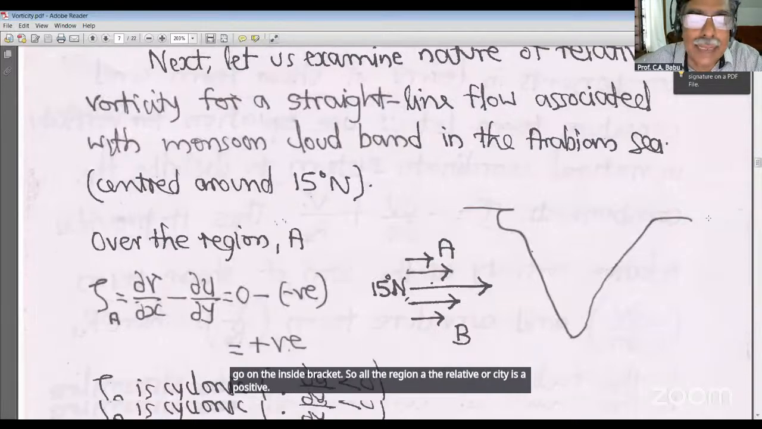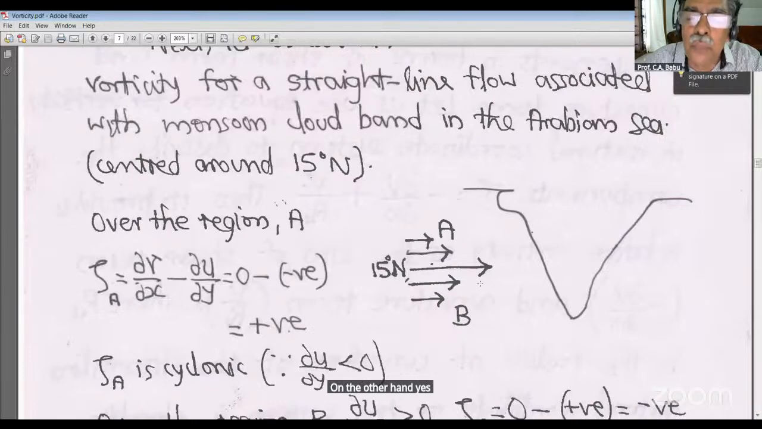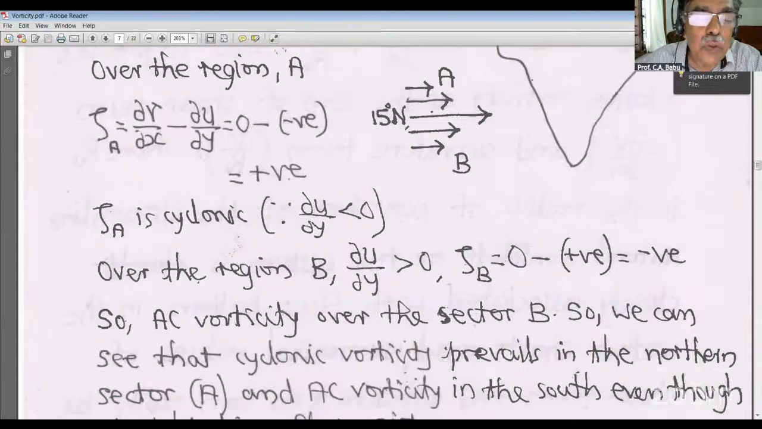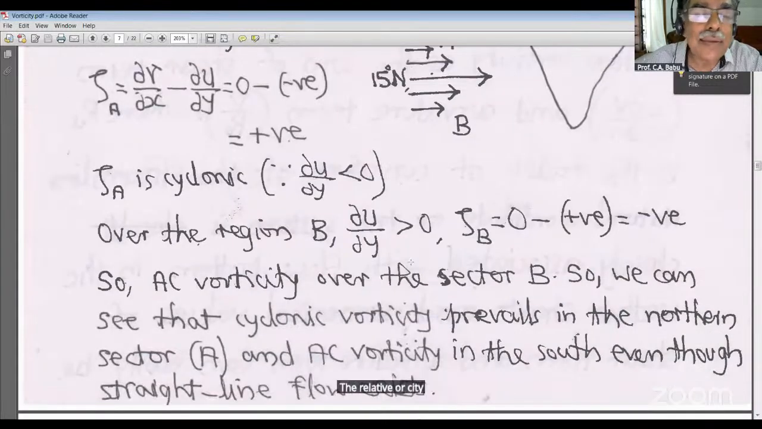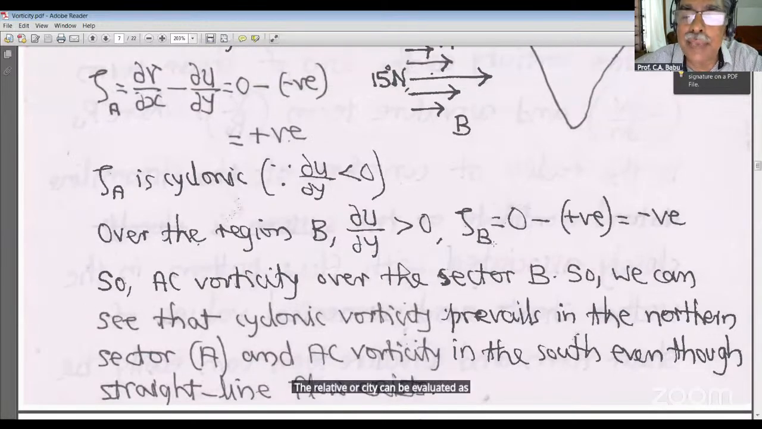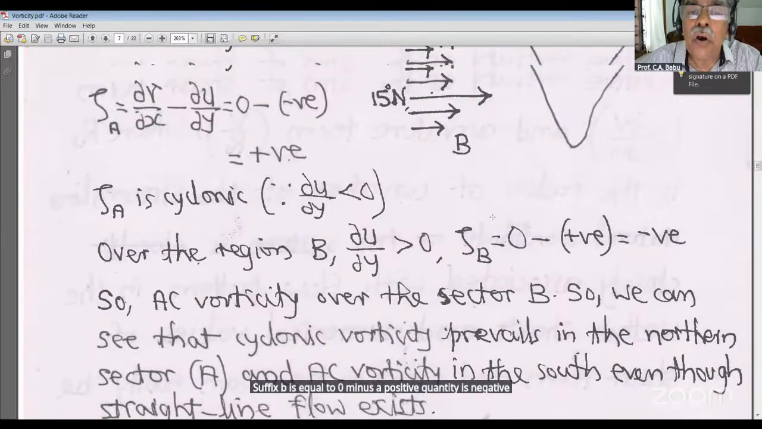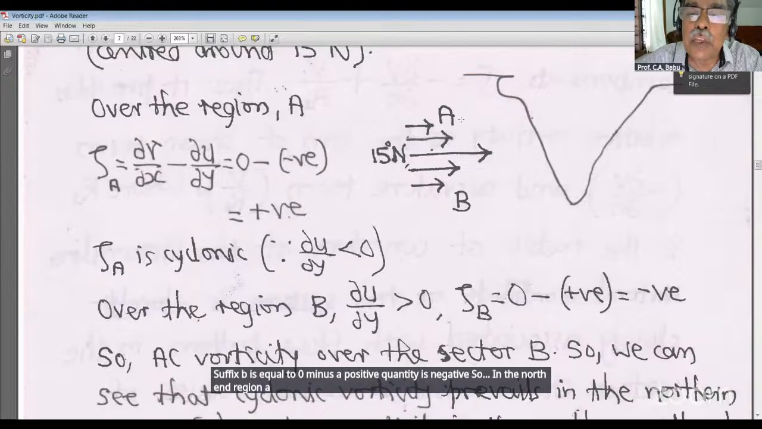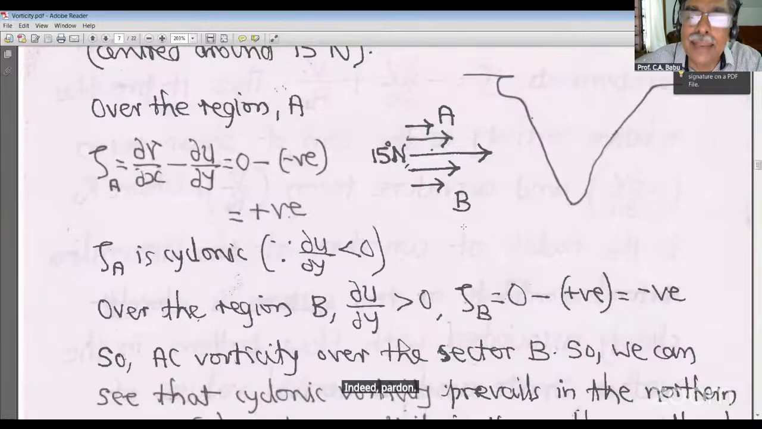On the other hand, just south of the maximum zonal velocity, the relative vorticity can be evaluated as theta suffix b is equal to 0 minus a positive quantity, which is negative. So in the northern region A, the relative vorticity is cyclonic. In the southern region B, the relative vorticity is anti-cyclonic.